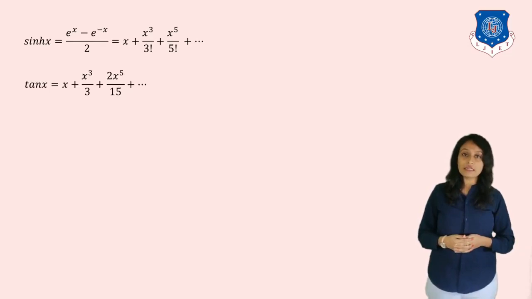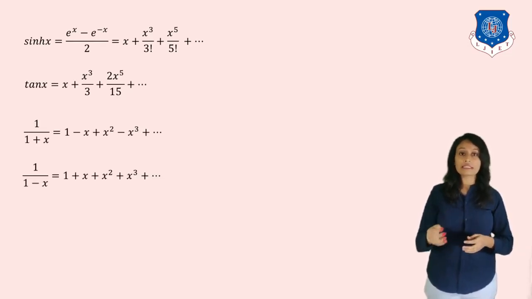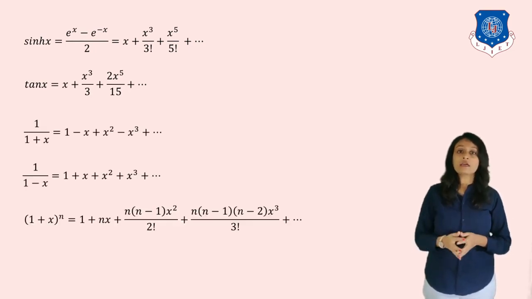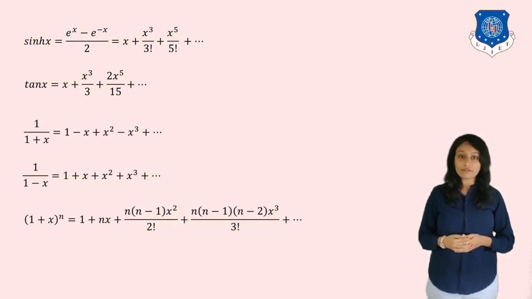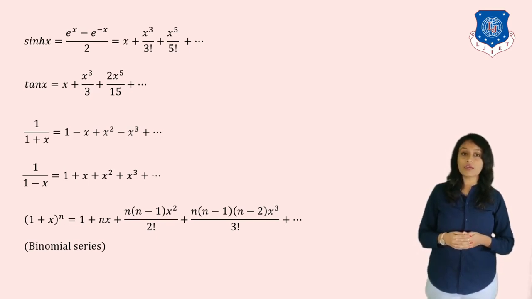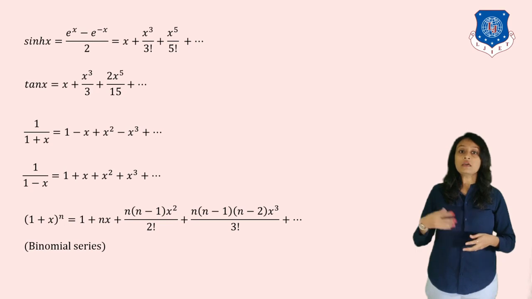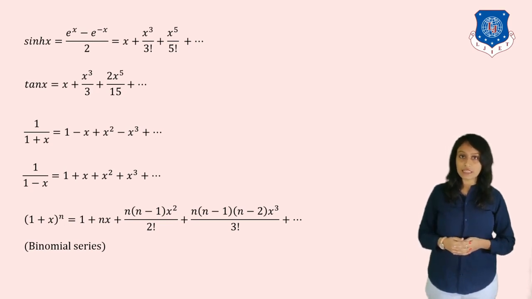Okay, also you can find the Maclaurin series of tan x, then 1 upon 1 plus x, then 1 upon 1 minus x and 1 plus x raised to n, which is known as the binomial series, and this is a very important series. So the binomial series, that is 1 plus x raised to n, is given by 1 plus nx plus n into n minus 1 into x square upon 2 factorial plus n into n minus 1 into n minus 2 upon 3 factorial x cube and so on. This series we will use in a few more examples in the next session.